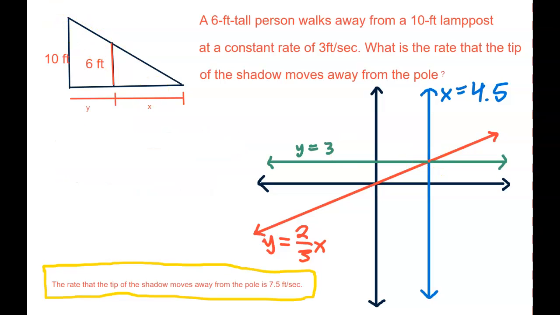And so to finish up this problem, we have concluded that the rate that the tip of the shadow moves away from the pole is 7.5 feet per second.